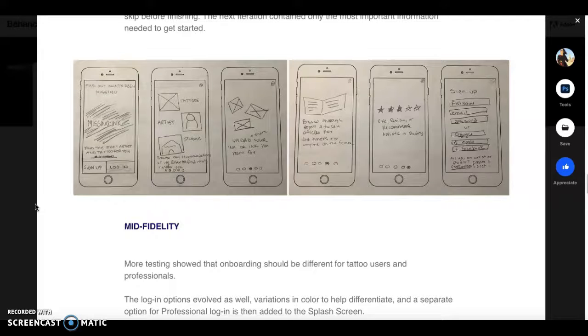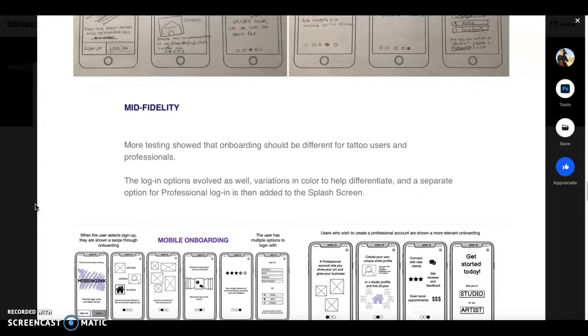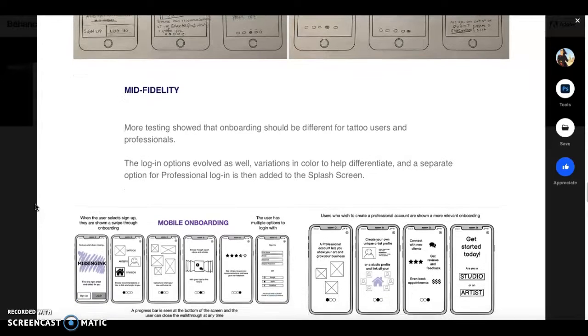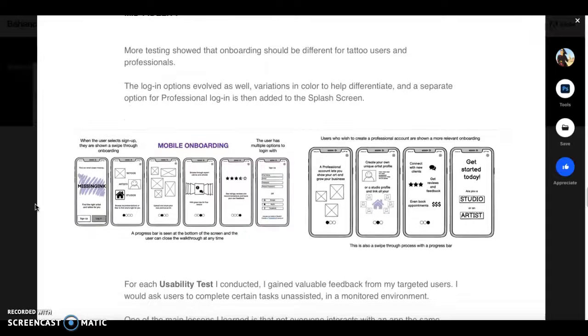As you can see, my low and mid-fidelity wireframes had far too many onboarding screens. User testing showed that this needed to be trimmed down to the most basic info and completely separate login for professionals.